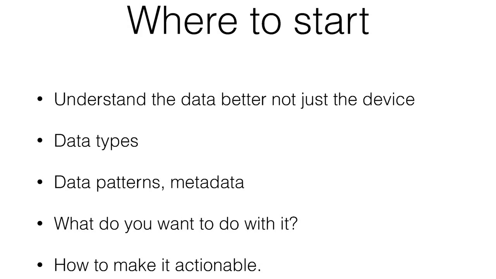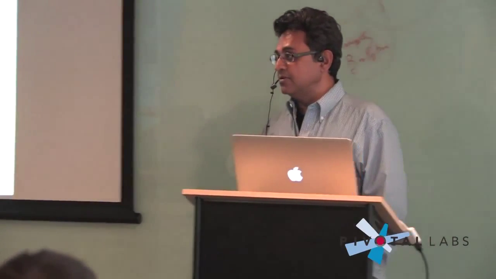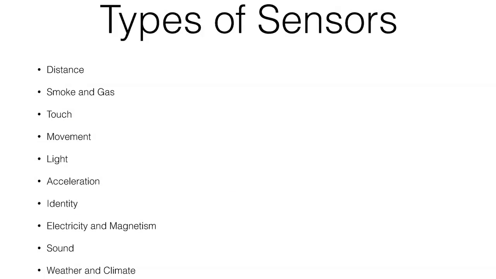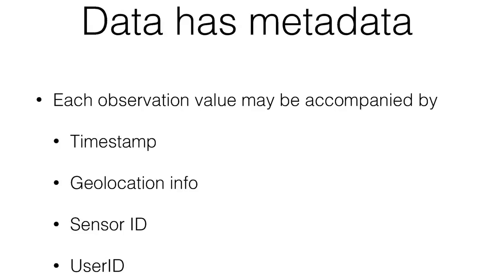And so here's some examples. This is from a book called Make Sensors. This is an O'Reilly Maker Media book. These are the kinds of values that you can get from the different kinds of sensors that you might see when you try to go and measure things. And these are digital resistance, analog resistance might be for some settings of a thermostat, a pulse length maybe when you're trying to measure how long something's happening, and so forth. And these are the types of sensors you might encounter, and you will at some point.